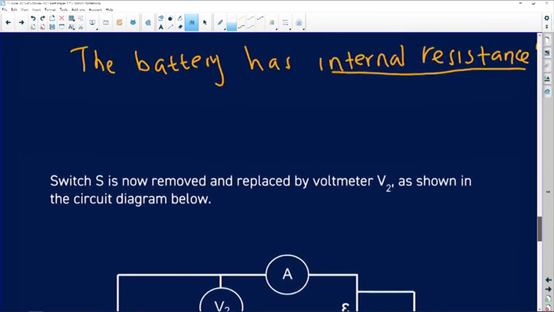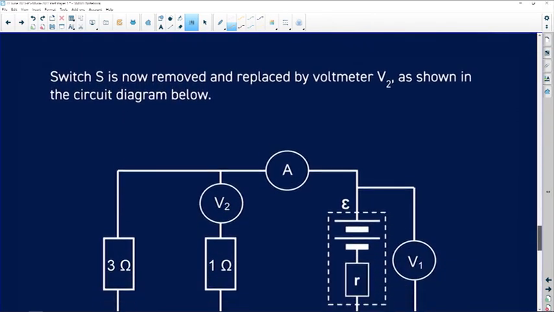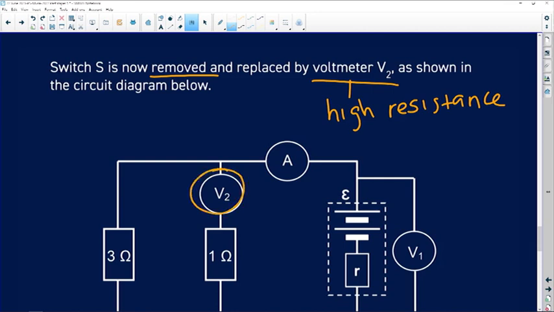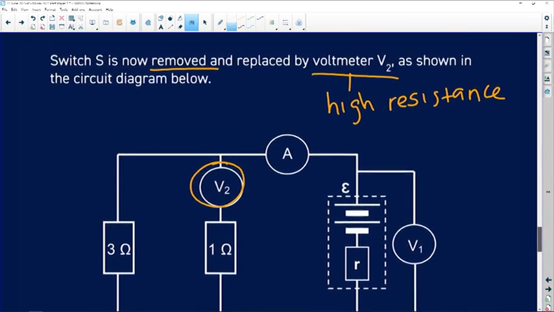We are now moving to the next question. Switch S is now removed. So we are removing switch S and replacing it with a voltmeter. We should know that a voltmeter has a high resistance. So now we have removed the switch, and we have a voltmeter. Before, remember, we had a switch here. Now we have a voltmeter, which has a high resistance.